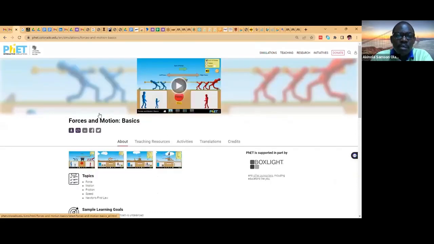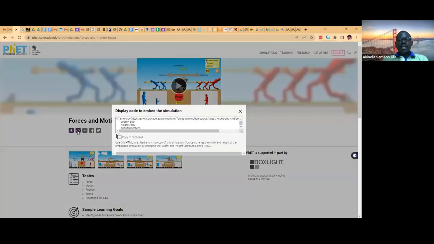Okay, let me quickly mention this also. Here I have embed. The implication of embed is that if you have a website, you can actually embed this simulation into your website where students can have access to it. Or if you make use of a learning management system, you can also copy the embed code here, and then embed it in your learning management system where your students don't have to download it. They can simply have access to it by accessing your learning management system.